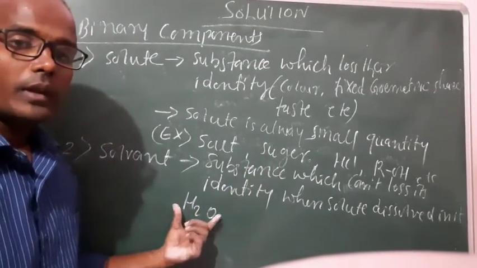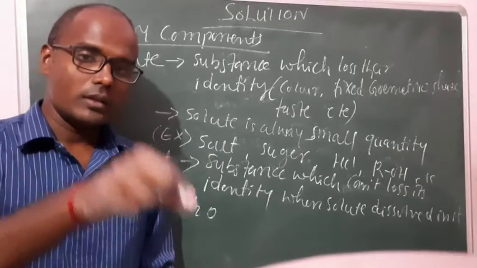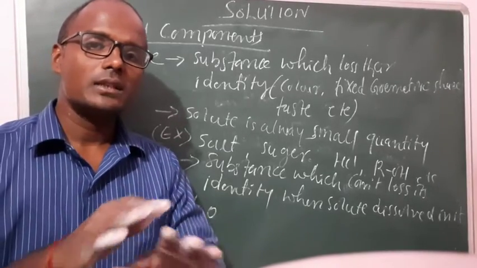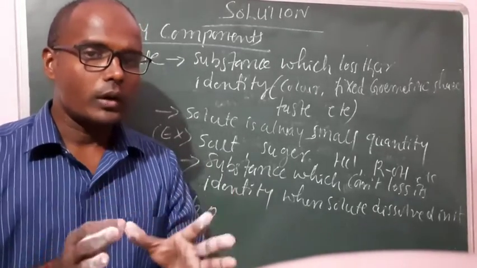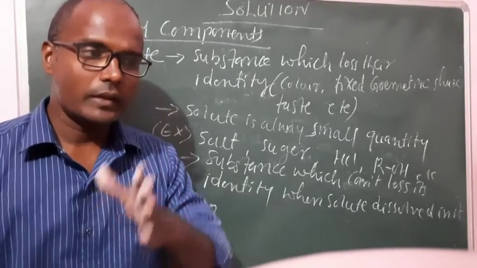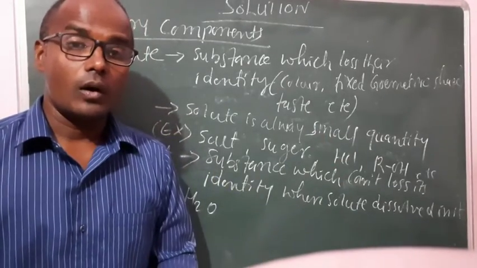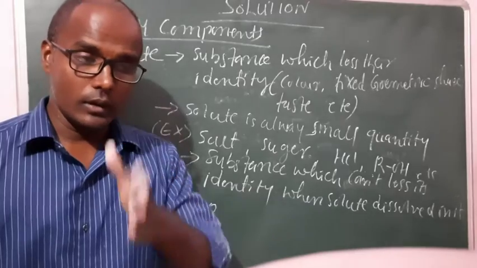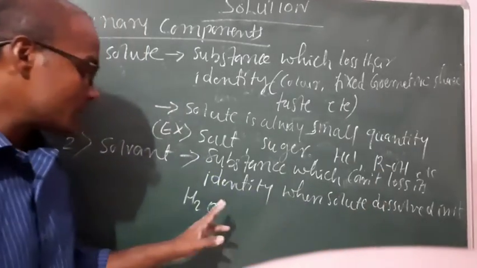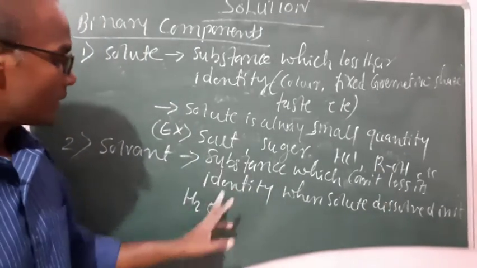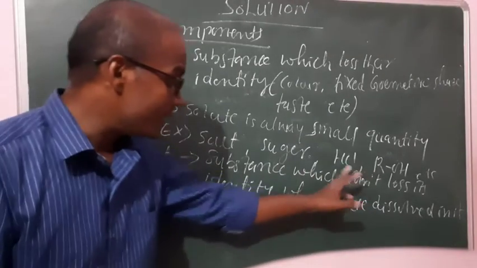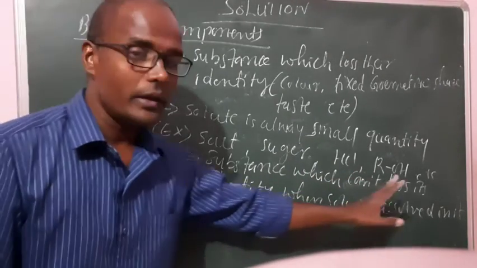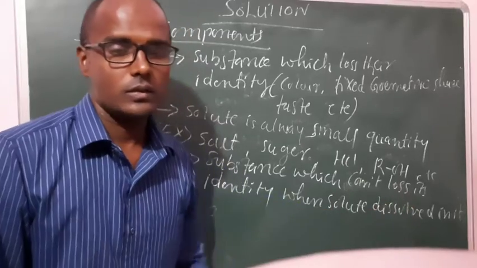And water, when sugar is added to the water, water remains in the liquid form only. Water cannot transform from liquid to solid state, or from liquid to gaseous state. It remains in the liquid form only. So that's why this is the substance which cannot lose its identity when the solute dissolved in it. That is called a solvent.